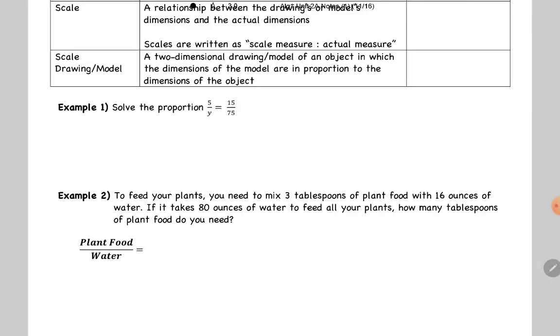Example 1, solve the proportion. We're going to use a cross product, so just make an x. That's my cross there. What it means is you take your diagonals and multiply each other. So I have 5 times 75 equals 15y. Okay, 5 times 75 is a big number.